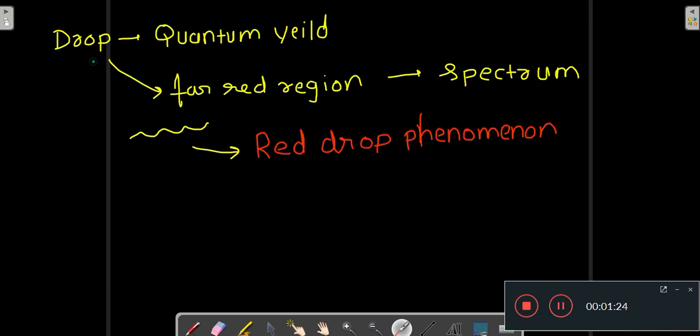So this drop in the quantum yield in the far red region of the spectrum is known as the red drop phenomenon. The far red region means the region beyond 680 nanometer. So in that far red region of the spectrum there is a drop in the quantum yield, and this is known as the red drop phenomenon.